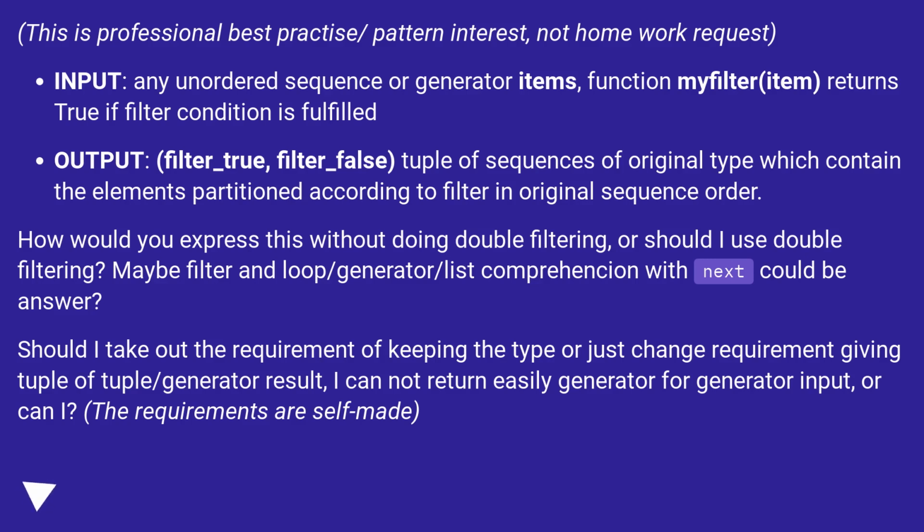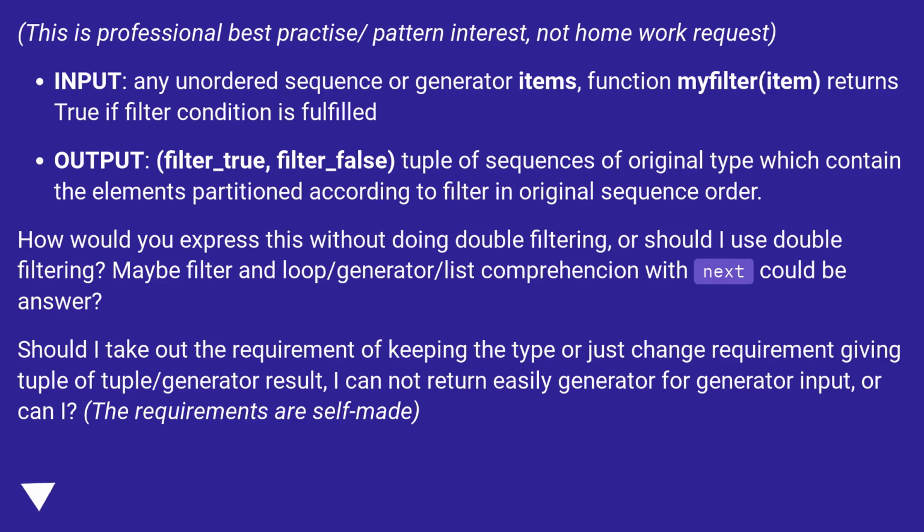Function myFilter(item) returns true if the filter condition is fulfilled. Output: filter_true, filter_false, a tuple of sequences of the original type which contain the elements partitioned according to the filter, in the original sequence order. How would you express this without doing double filtering, or should I use double filtering?